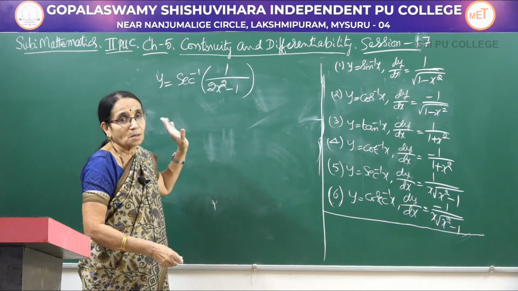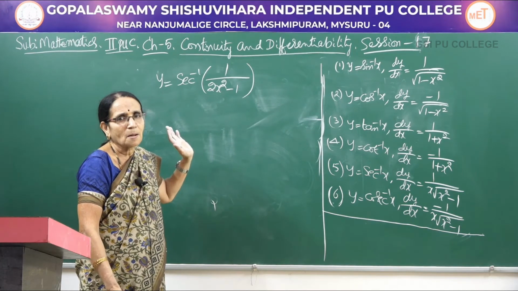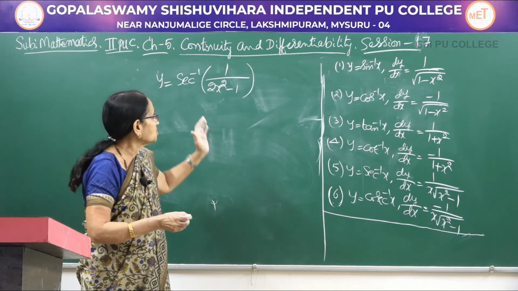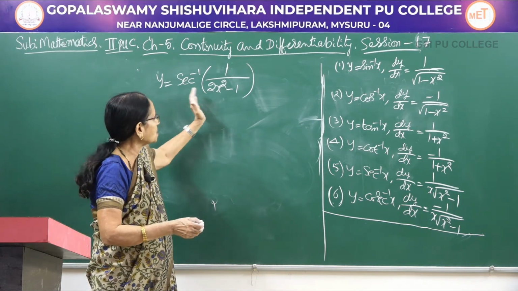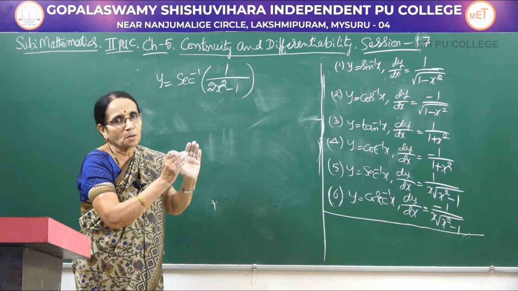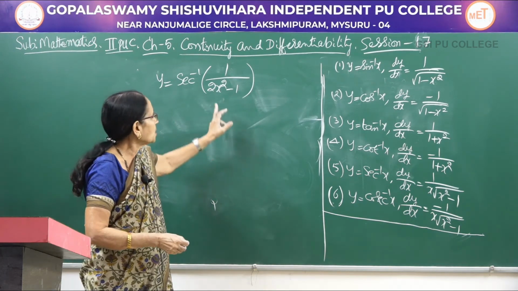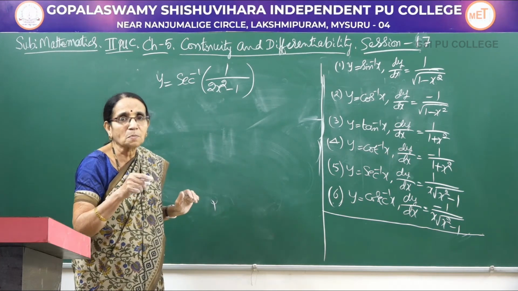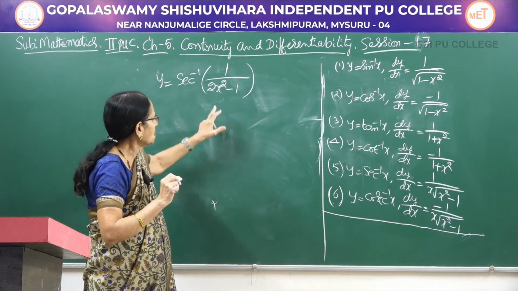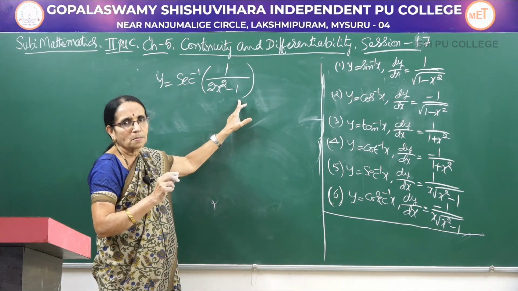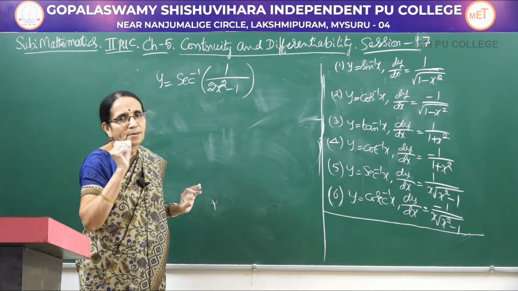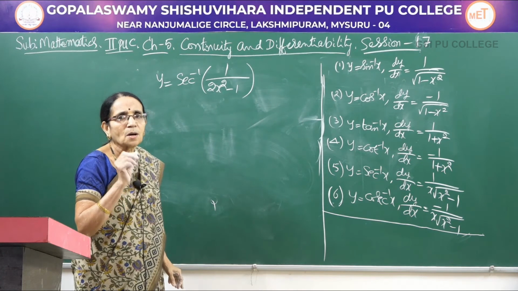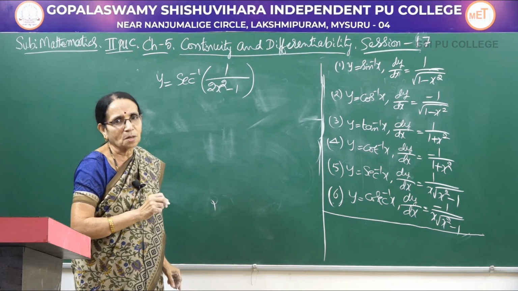Outside we are having secant inverse, isn't it? So if you get inside the bracket secant of something, then secant inverse of secant, you can neglect both the functions and write only the variable part. Now we are having 2x square minus 1 in the denominator, and you know that secant theta is 1 by cos theta. If you take x equal to cos theta, think 2 cos square theta minus 1. What is that equal to? Cos of 2 theta, isn't it?